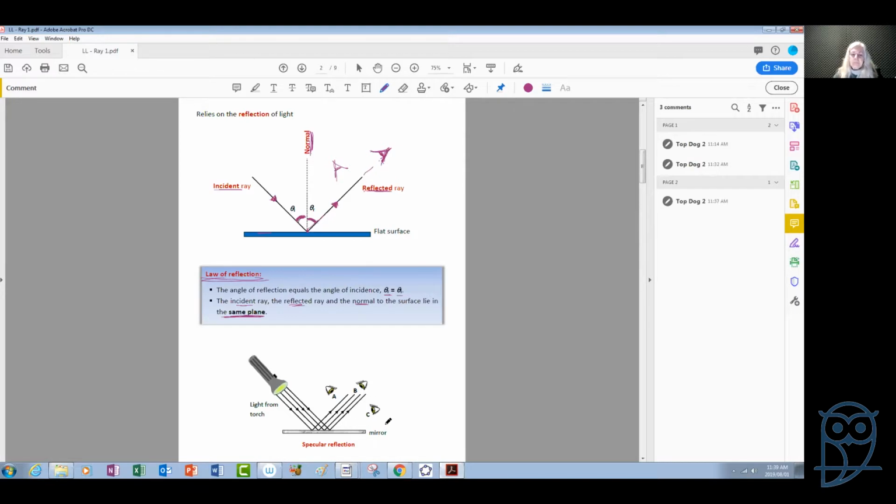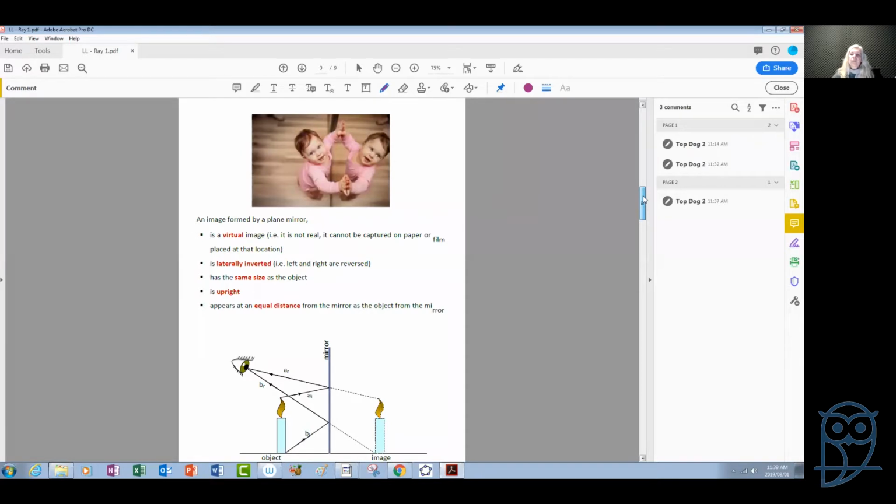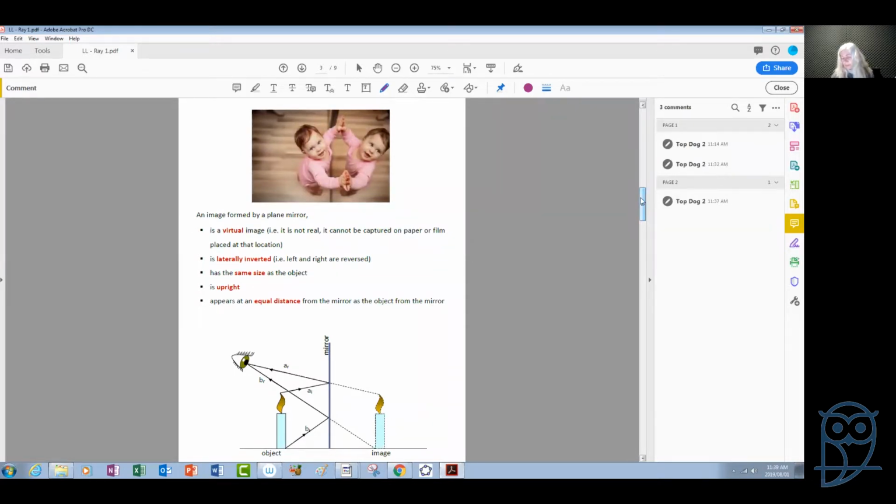Okay. So now that we have the basics of reflection, let us discuss how to begin drawing ray diagrams for flat mirrors. And by the way, if you need to send a message, you can send me, because I can see your message here.